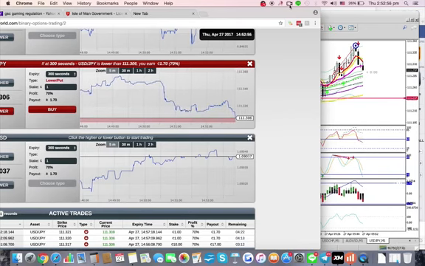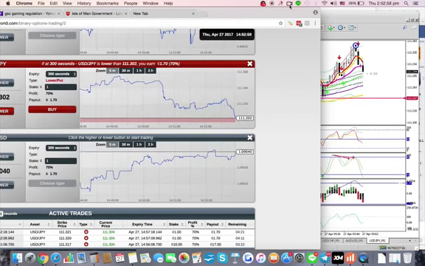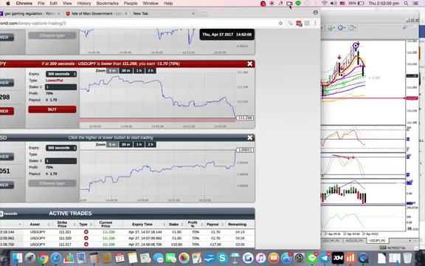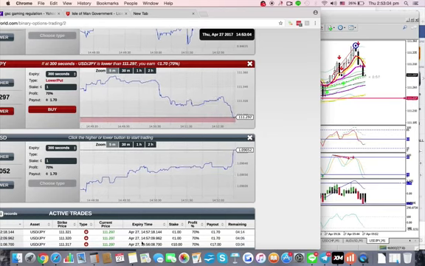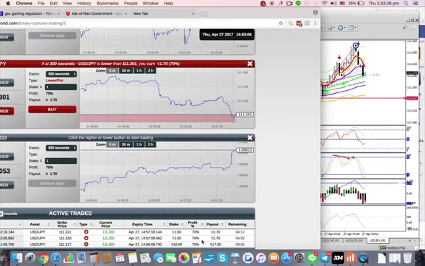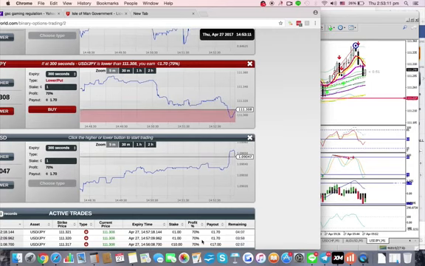All right, going really nice. Just FYI, the first trade was the serious one. The other two are just for fun, okay? The other one is just testing the platform, testing the execution, just to see whether what you see is what you get, because that's really important when you trade.